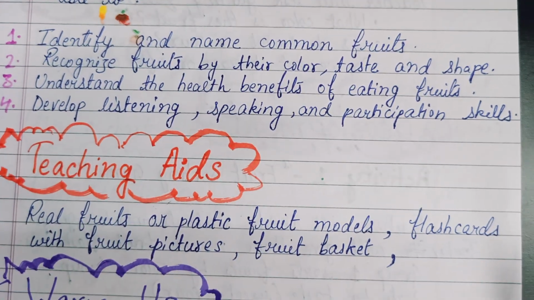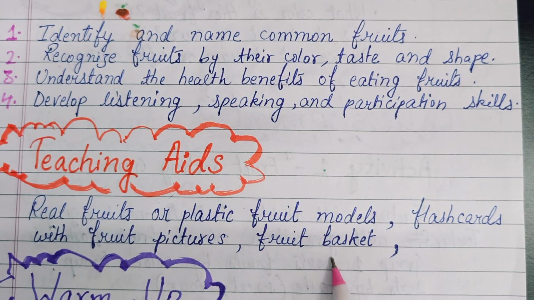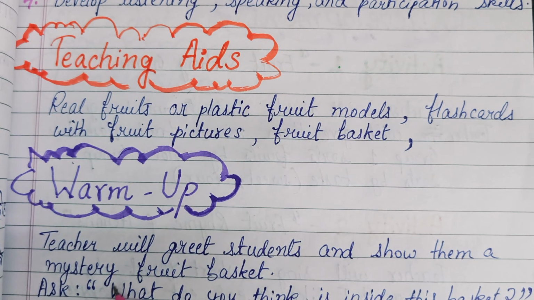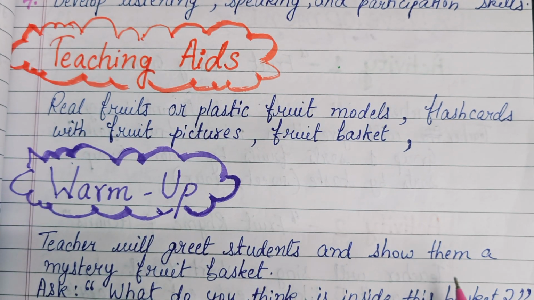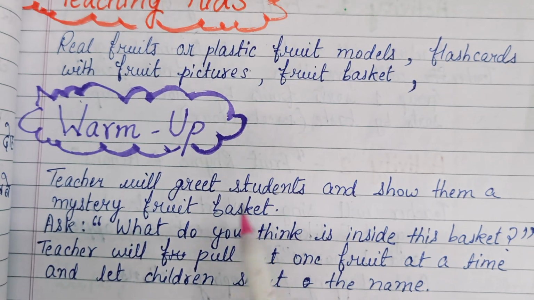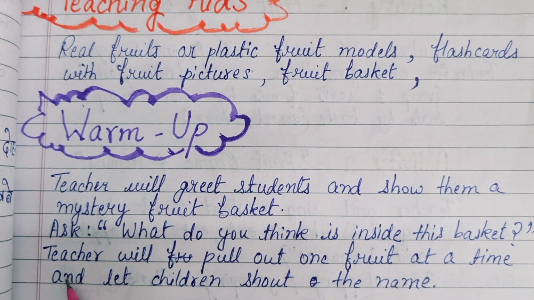Teaching aids. Real fruits or plastic fruit models, flashcards with fruit pictures, fruit basket. Warm up. Teacher will greet students and show them a mystery fruit basket. Ask, what do you think is inside this basket? Teacher will pull out one fruit at a time and let children shout out the names.